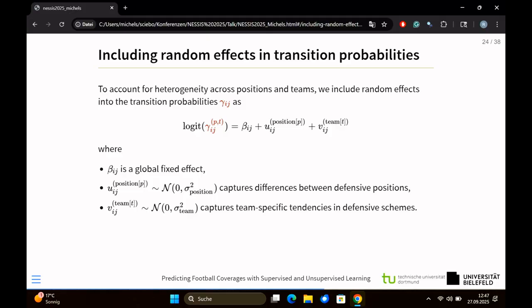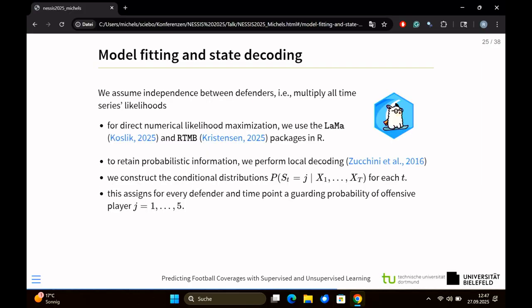So from switching from offensive player 1 to offensive player 2, we include these random effects. And obviously you also have to estimate a global fixed effect. Okay, and now I'd like to briefly sketch the model fitting.